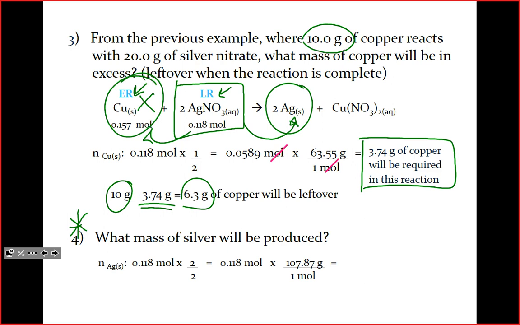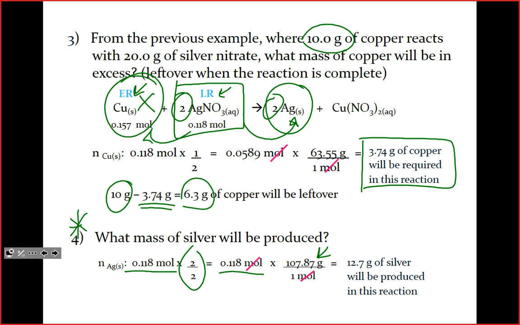In that case, you always start with the amount of moles of your limited. This is your molar ratio comparing these two, and that gets you moles of silver, and there's your molar mass of silver to get you grams of silver. But the key is you use your limited, okay? You use your limited always.